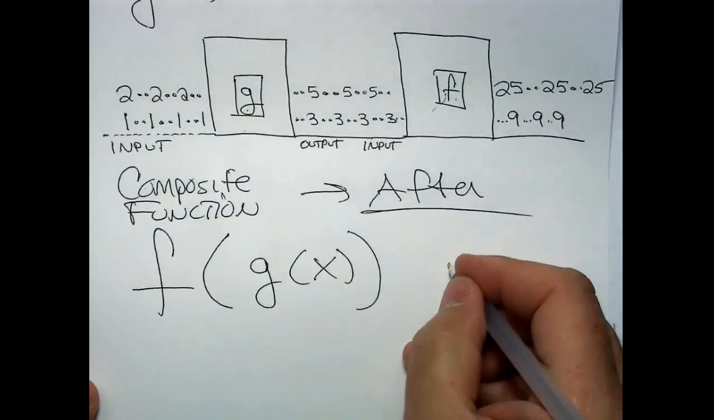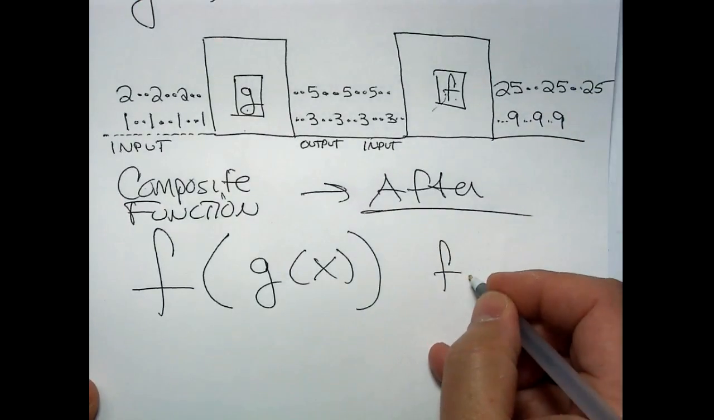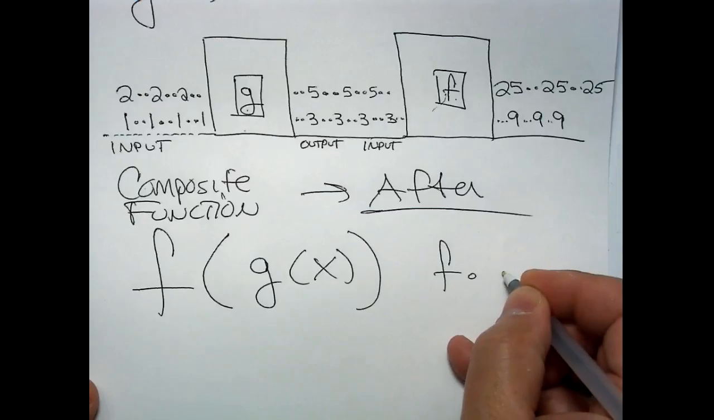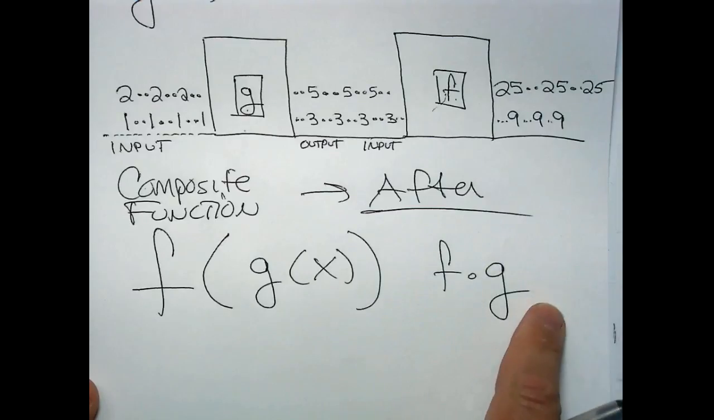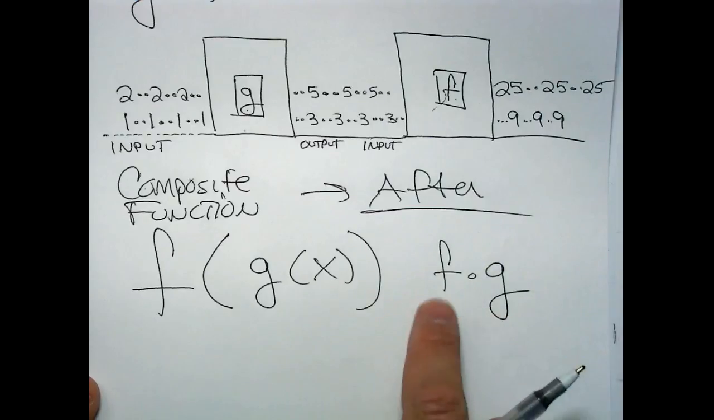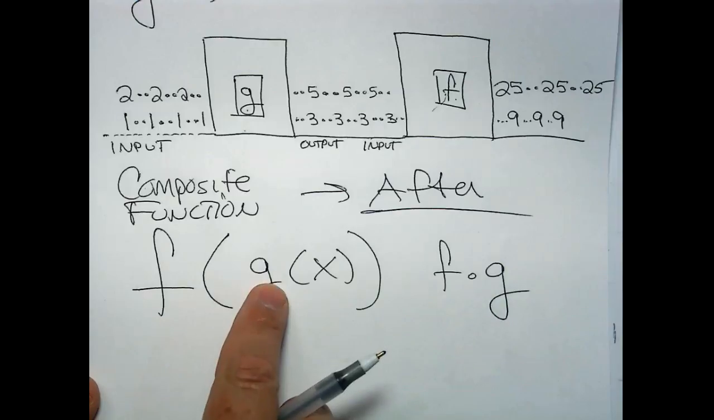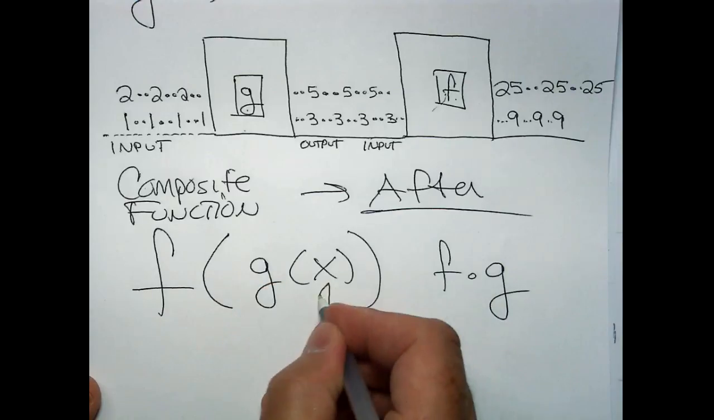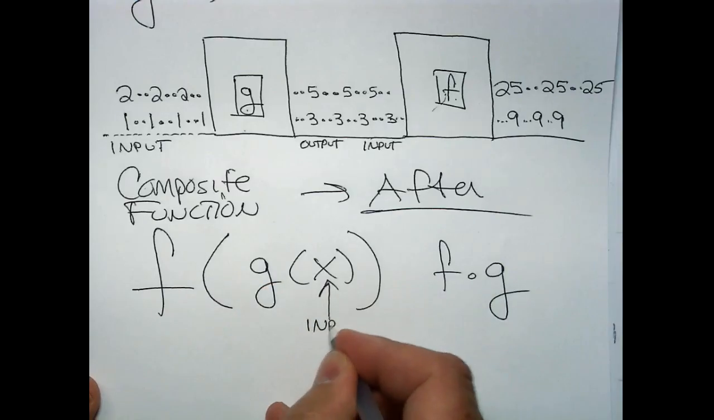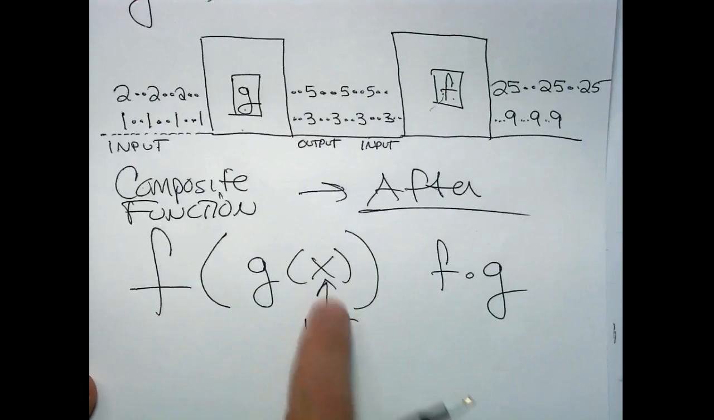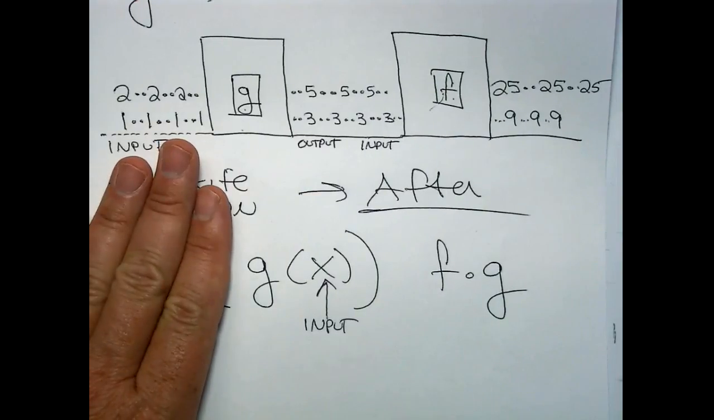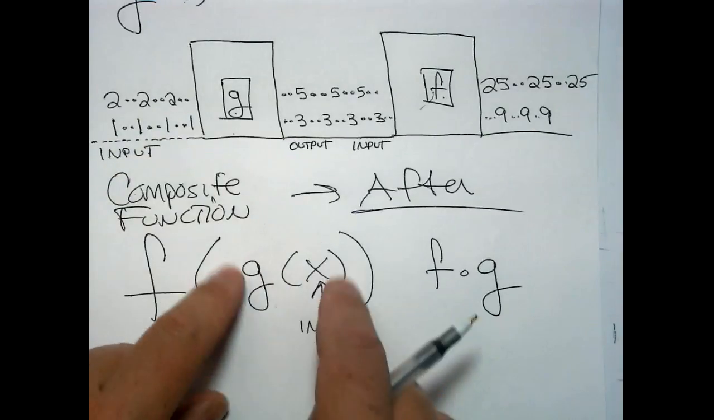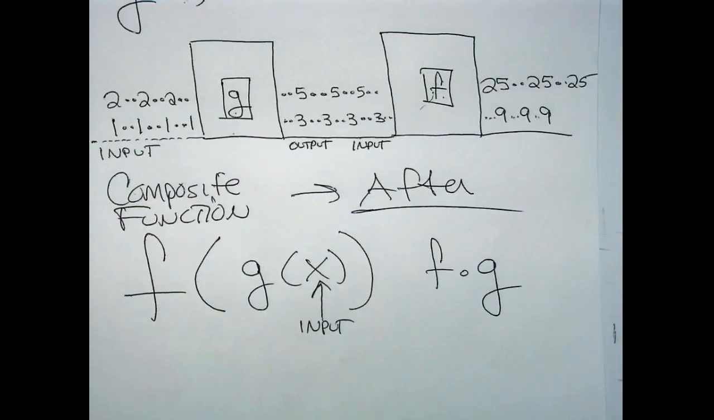Now in the book they also notate it this way: f circle g of x. Looks like fog, but it's f of g of x. I like this way a lot better. So everything starts here. Here's your input. Your input goes into the g function. g of x is computed. That's some value. And then that overall value is finally put into the f function.